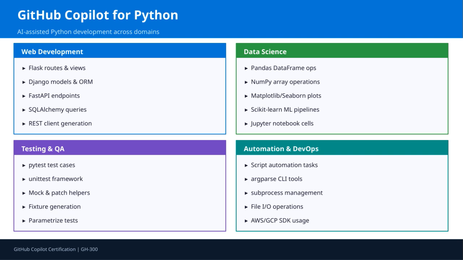Finally, in automation and DevOps, Copilot aids in automating script tasks, building command-line tools with argparse, managing subprocesses, handling file I/O operations, and even working with AWS and GCP SDKs. This coverage makes it a versatile assistant for Python developers in any field, helping you write better code faster.